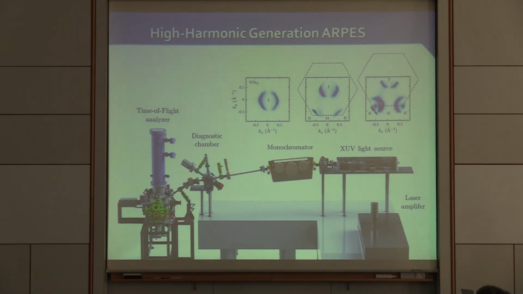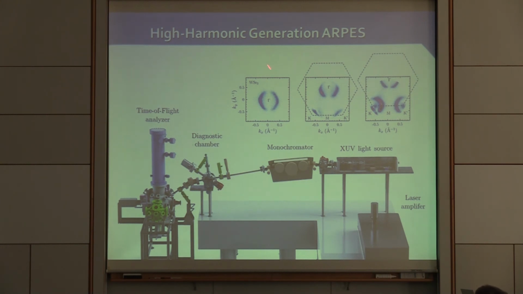So this is our system that we've built. I started this many years ago, and with the help of many people, it can finally work out. So this is how we generate the UV light source, 30 eV photons, a monochromator, a diagnostic chamber to clean the XUV light, and the time-of-flight analyzer to see the ARPES spectrum.